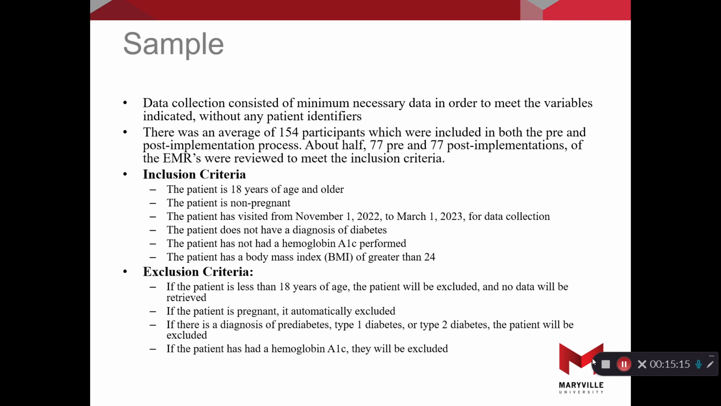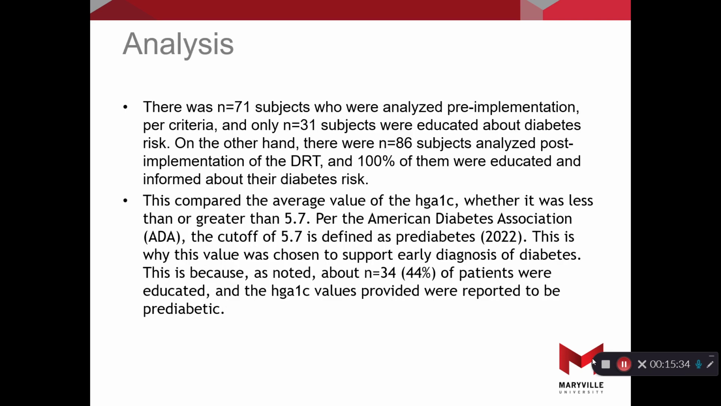The exclusion criteria is if the patient is less than 18 years of age, the patient will be excluded and no data will be retrieved. If the patient is pregnant, they were automatically excluded as well. If there is a diagnosis of prediabetes, type 1 or type 2, the patient will be excluded. And then if the patient has a hemoglobin A1C, they will be excluded as well.